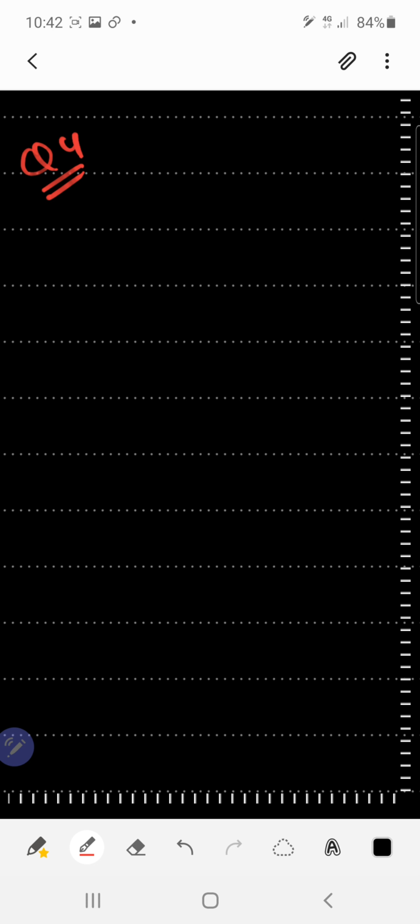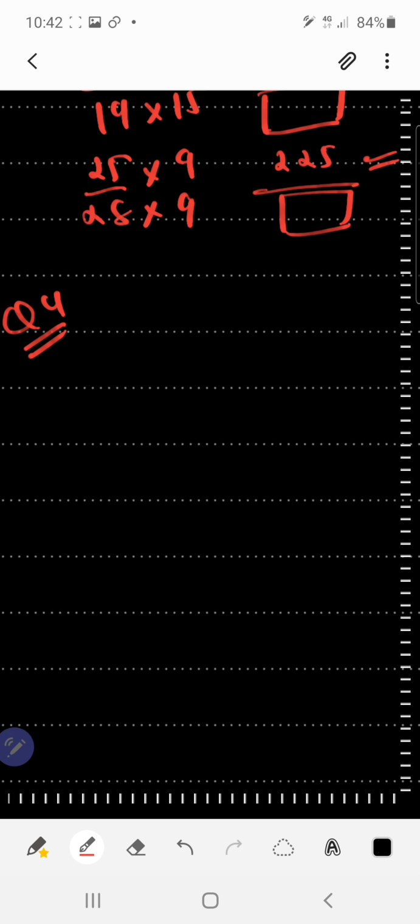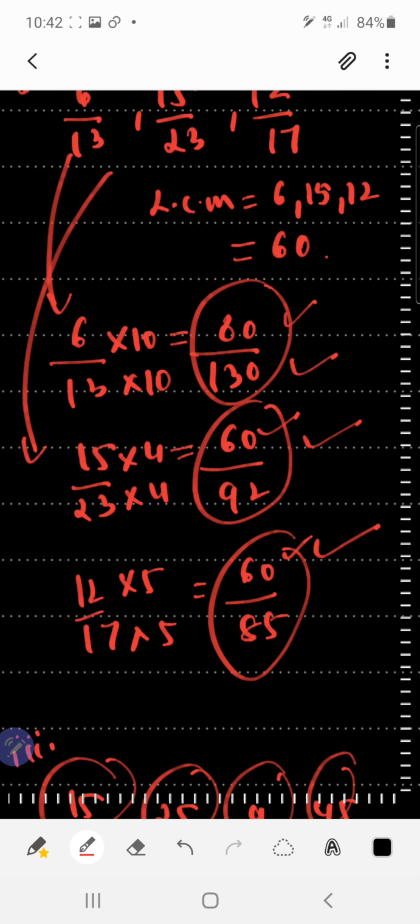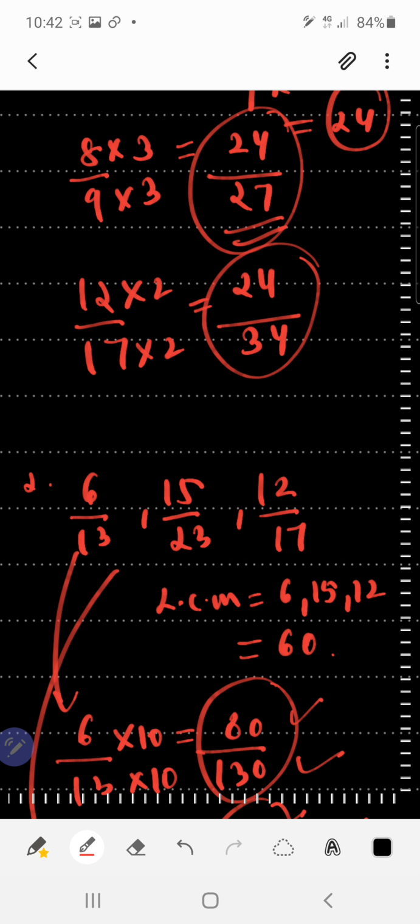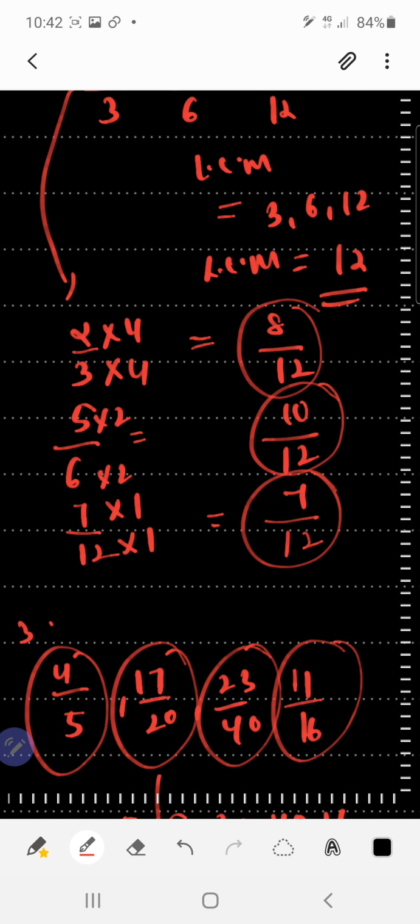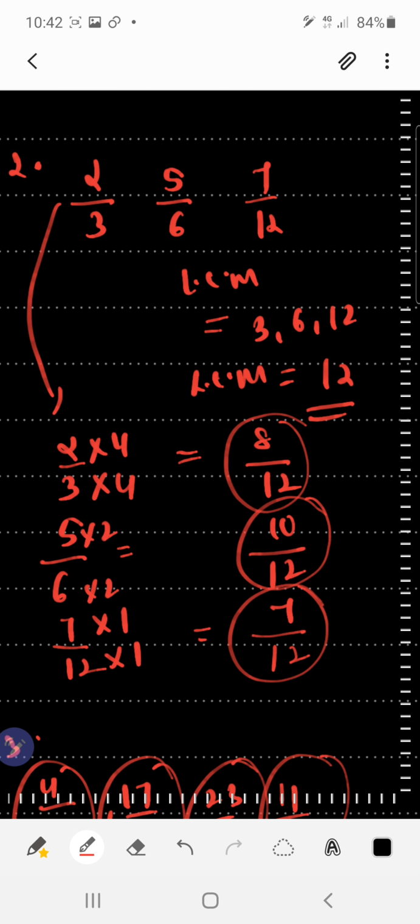Question number 4, you have to put the given fractions in ascending order by making the denominators equal. How you have to put in ascending order? जैसे हमने previously questions किए थे. We used to get our fractions like, I'll take my question number. Okay, if I take this question number 2 of the previous of making denominators equal, in that we had 3, 6, 12 as the different denominators. We made them common denominators by taking the LCM of 3, 6, 12.